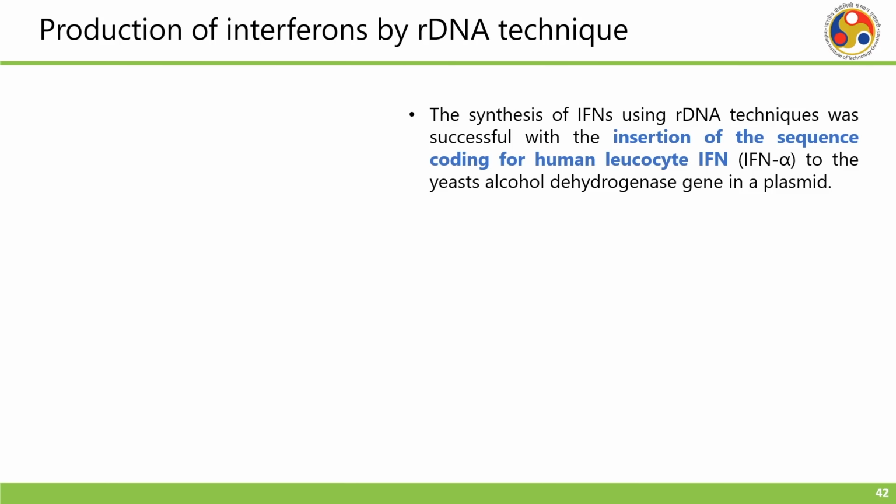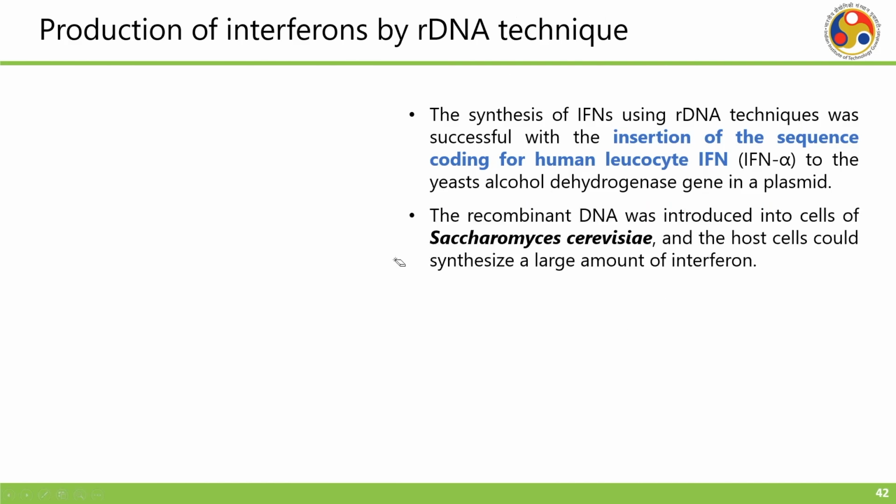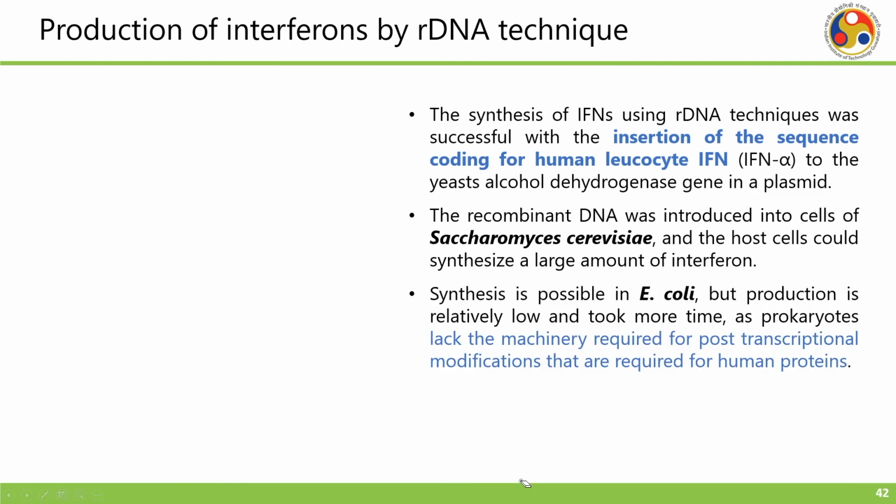So, here we discuss the production of interferons using the rDNA technique. The synthesis of IFNs using rDNA technique was successful with the insertion of the sequence coding for human leukocyte IFN, or IFN alpha, into the yeast alcohol dehydrogenase gene in a plasmid. The recombinant DNA was introduced into cells of Saccharomyces cerevisiae. In the earlier case, we were mostly using E. coli, but here we are using yeast, and the host cells could synthesize large amounts of interferon.